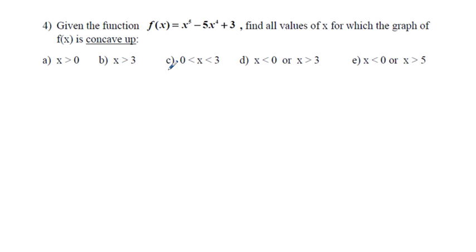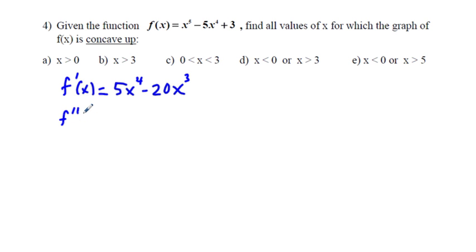Next problem, given function f of x equals x to the 5th power minus 5x to the 4th power plus 3, find the values of x for which the graph of f of x is concave up. Well, concave up has to do with finding the second derivative of the original function, and to find that second derivative, first we will find the first derivative. F prime of x is equal to 5x to the 4th power minus 4 times 5, which is 20, x to the 3rd power.